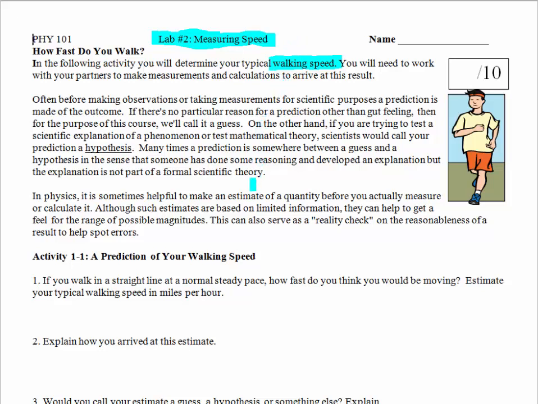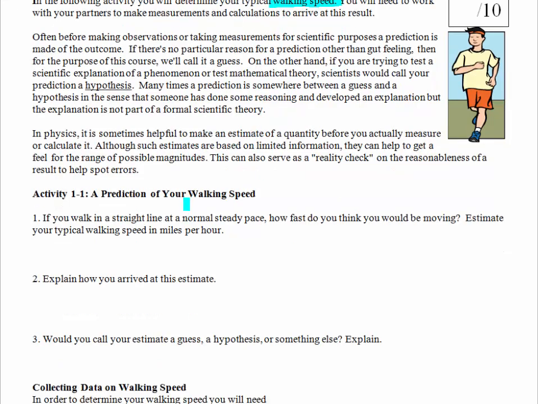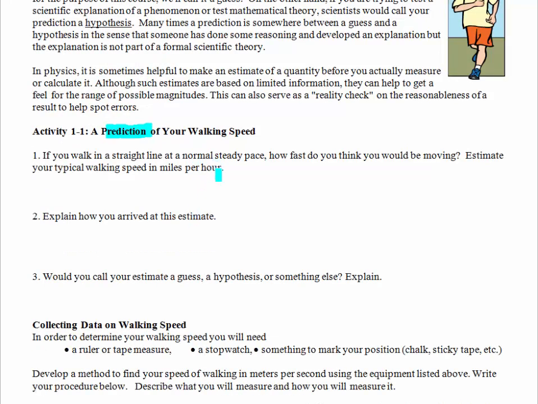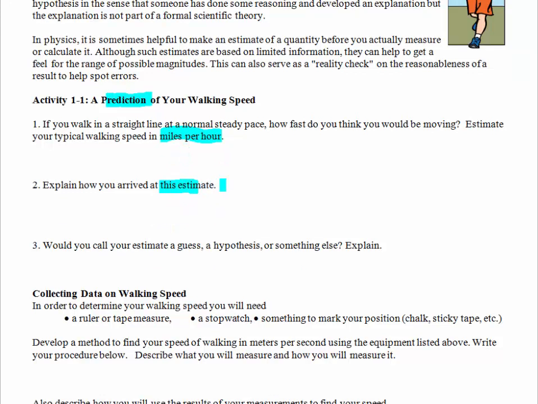The first thing we're going to do is make a prediction of your walking speed. Now, one thing about the predictions is I don't grade them for accuracy. If you think that you walk 50 miles per hour, then that's perfectly fine. I only grade predictions on whether you actually put some ink on the paper or not. So ask me your walking speed, and give me an idea why.